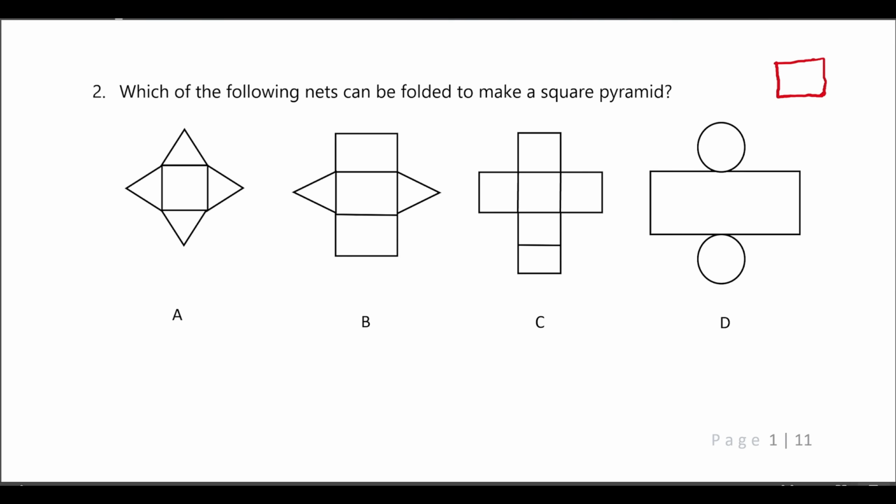We also know that a pyramid is a three-dimensional shape with triangular sides that meet at a common point. So let's choose our common point. So let's say this is our common point. So we are going to join the vertices of the base shape to the common point.